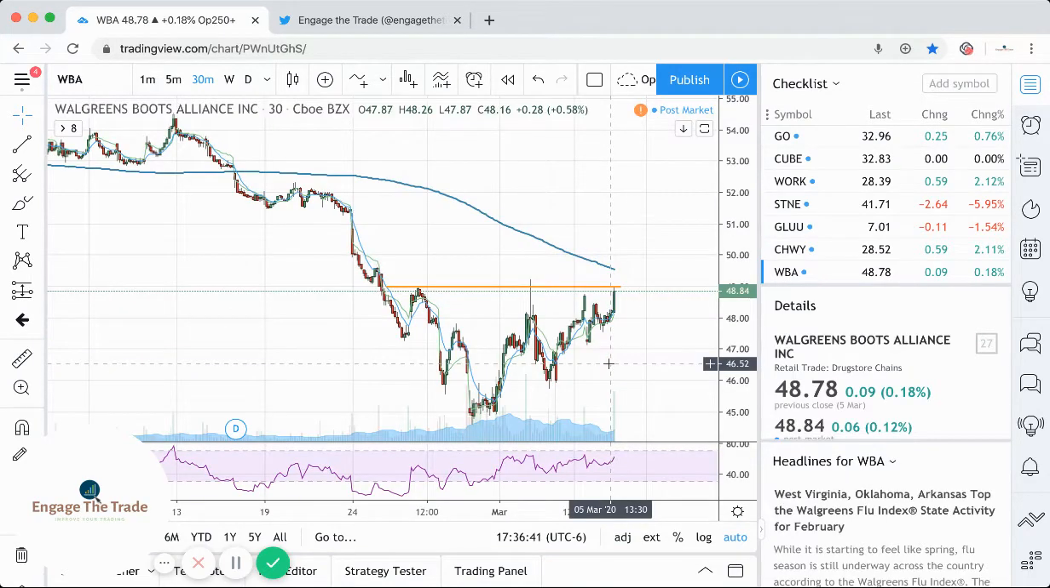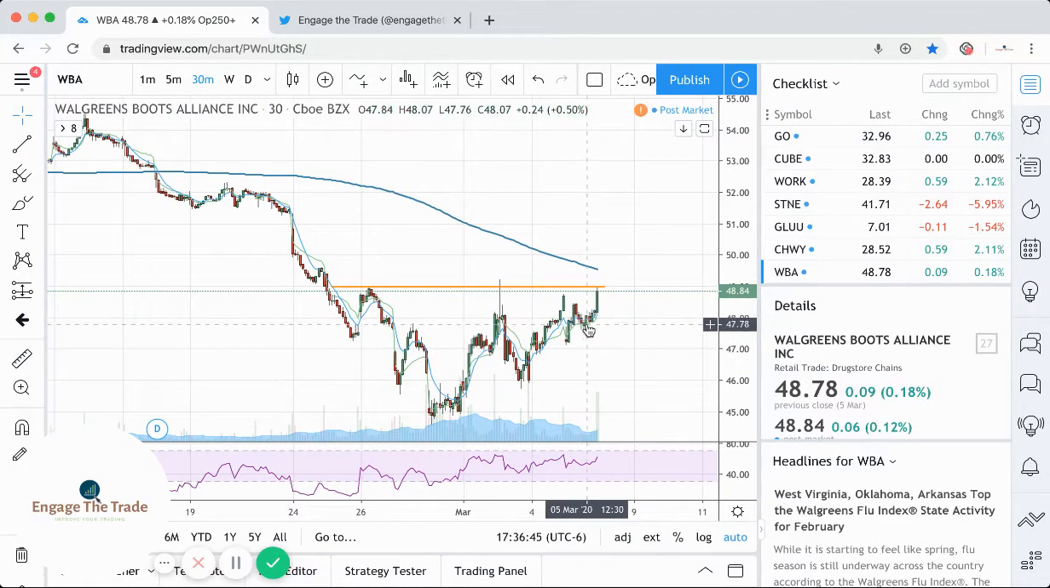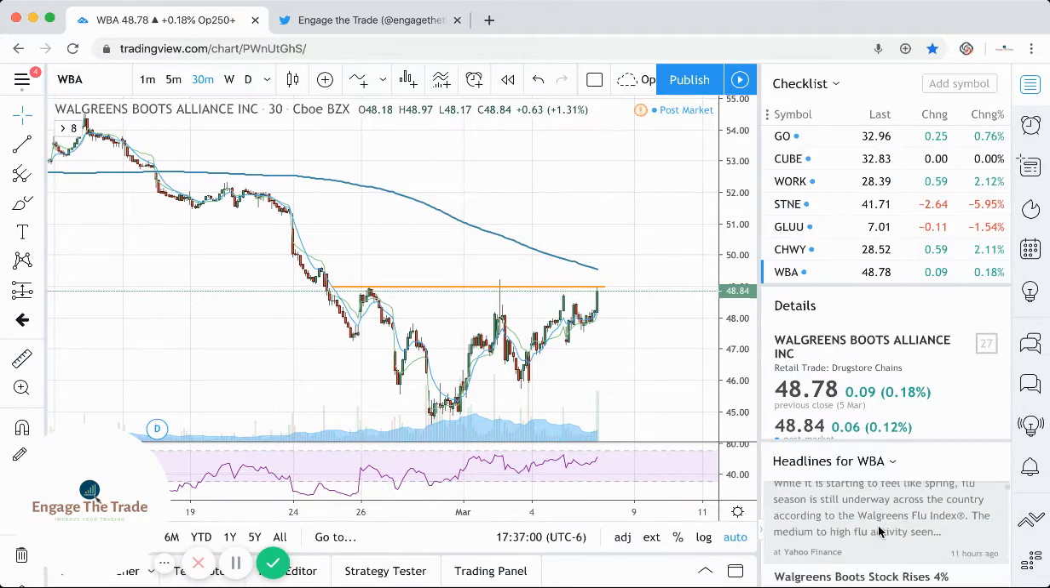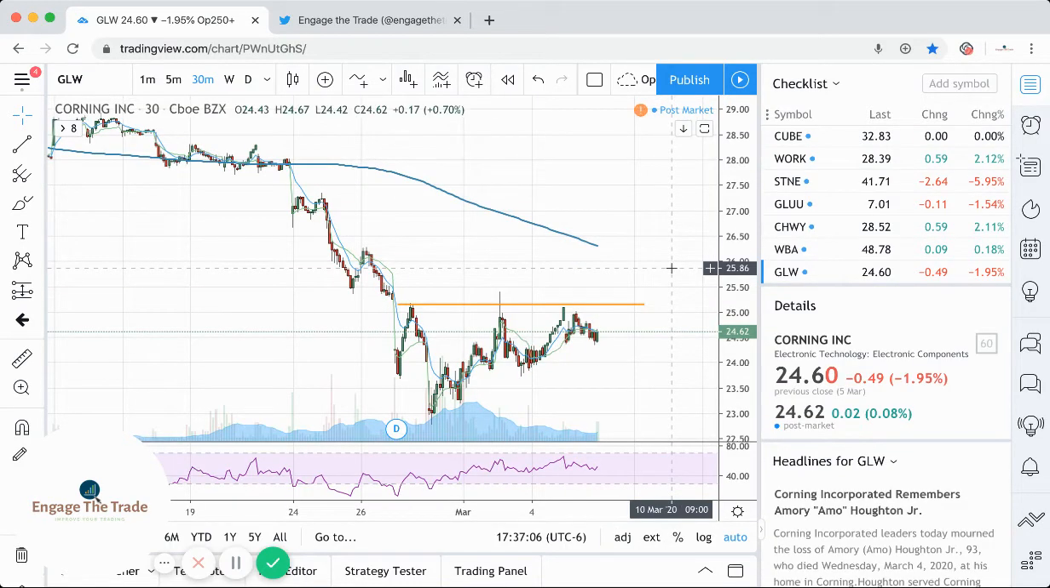Walgreens, I missed the surge at the end. I was kind of watching it when it was here and then got distracted, but what a great setup again. Gap down, recovered, and then going into the weekend with this is a big deal for coronavirus stuff, so keep an eye on that.